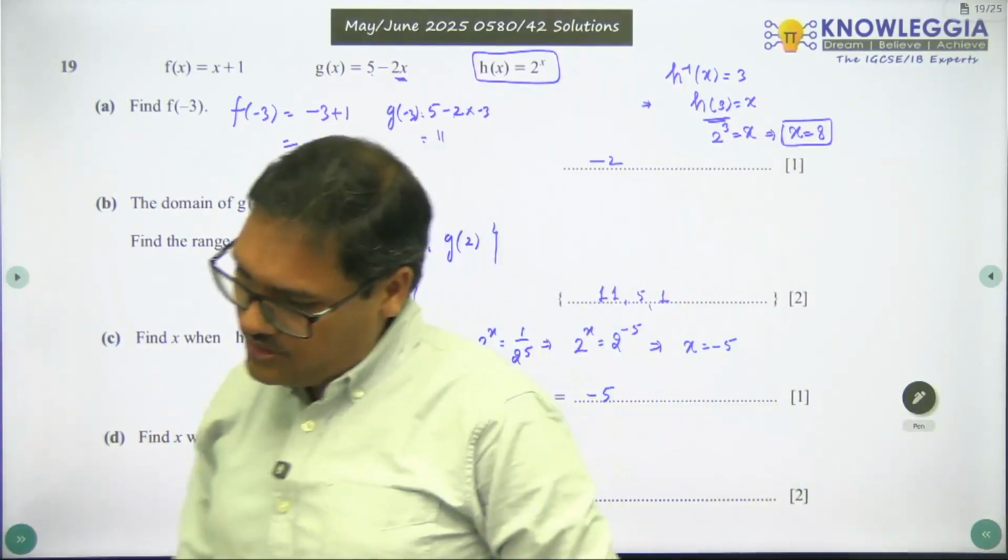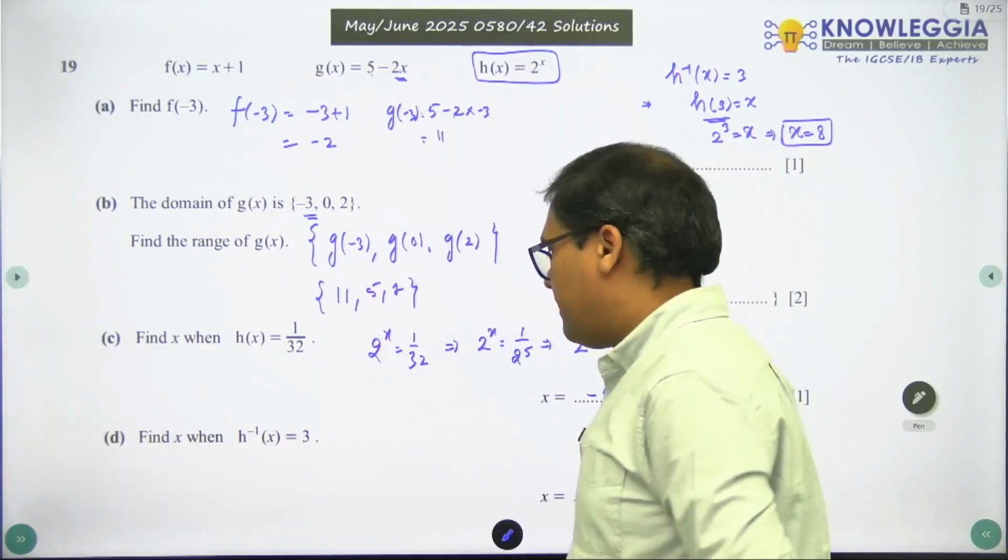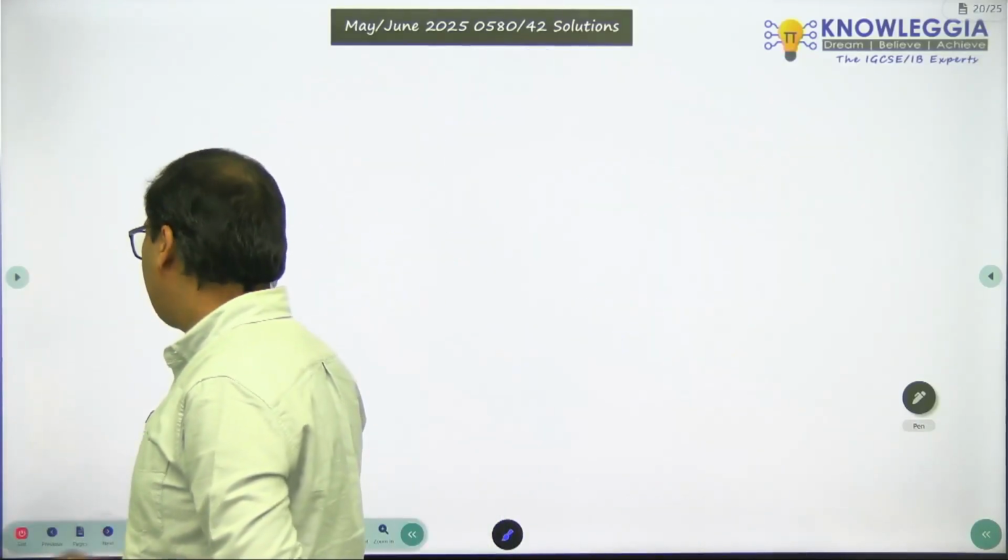So let's see the answers. You can see 11, 5, 1, -2, -5, and this is 8. That is the correct answer. Okay. Let's move to the next one.